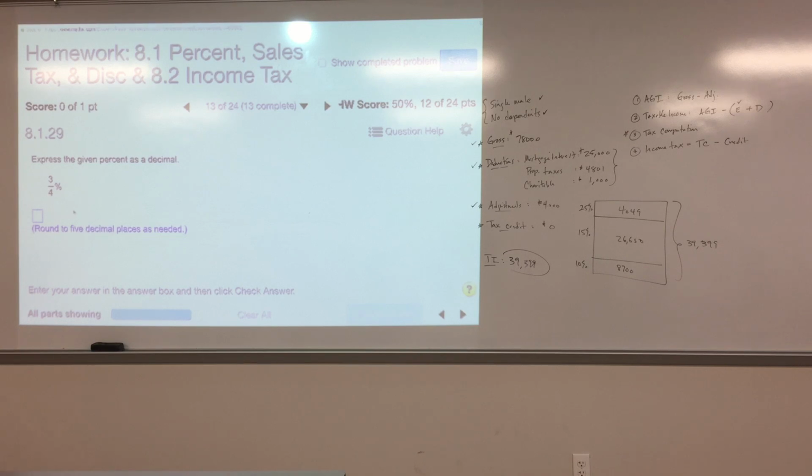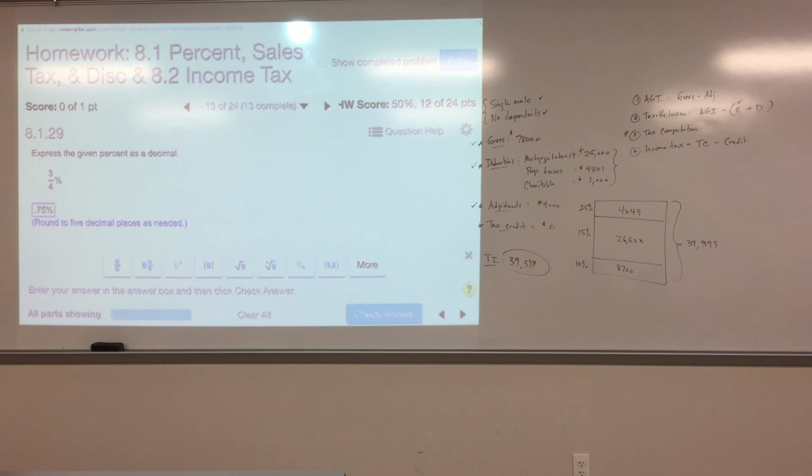3/4%. This is tricky. It's not really that hard, but it's just a little more involved. When you see a fraction percent, the first thing you need to do is convert the fraction to a decimal. What's 3/4 as a decimal? 0.75, but that's not the answer. Exactly. Because it's 0.75%, since 3/4 as a decimal is 0.75.